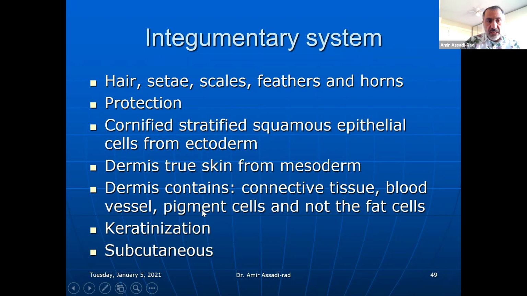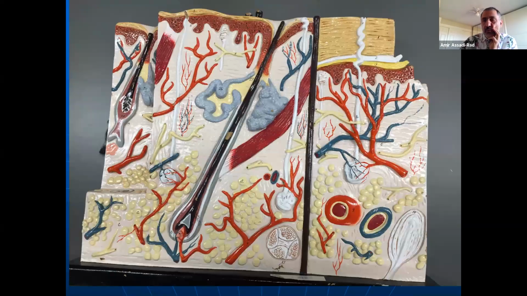Anyhow, dermis contains connective tissue, blood vessels, pigment cells, fat cells. Let me go over keratinization here in a minute, next slide. And then the subcutaneous layer, the hypodermis, or subcutaneous, is the layer on the bottom. So what is keratinization? This is the model we have in the lab.